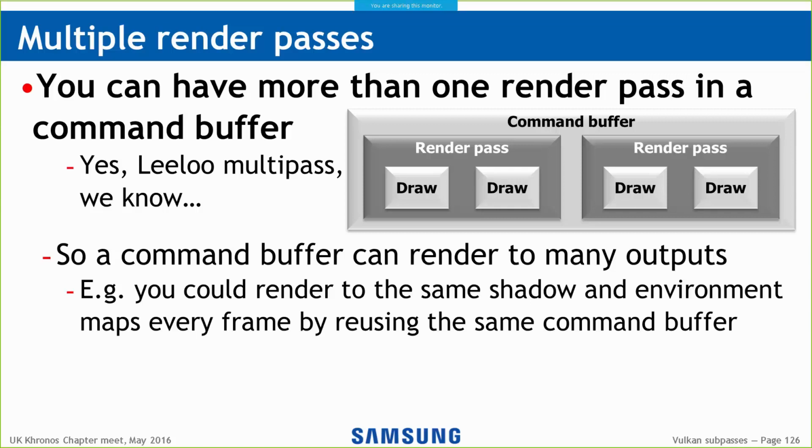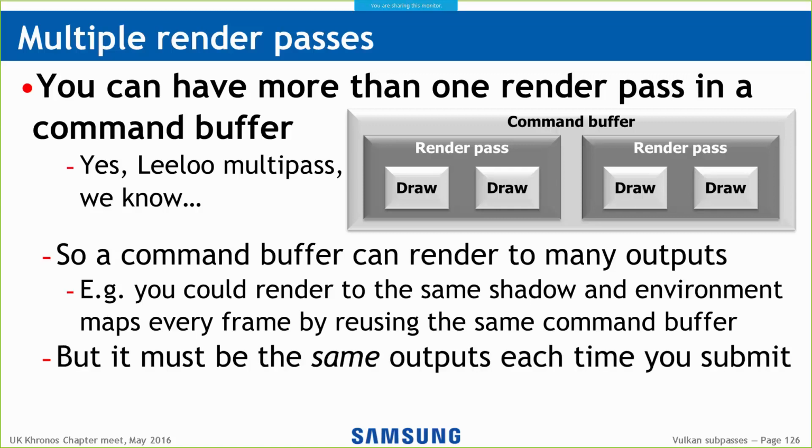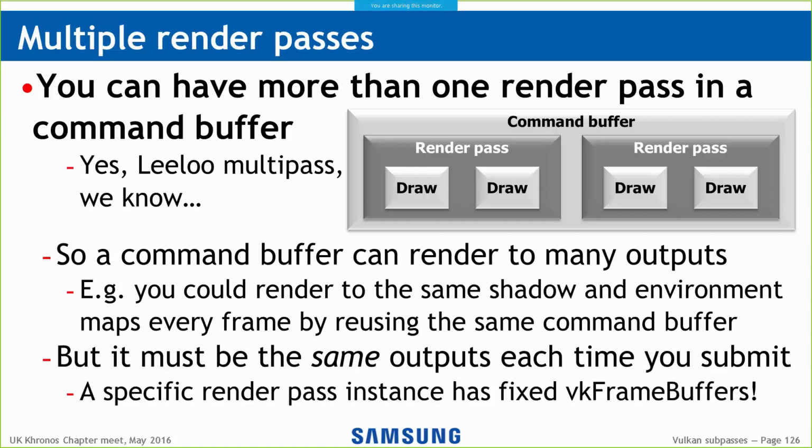The one complication is that it does have to be the same targets. There's no way of mapping from the command buffer to write to a different output each time. So you can't easily do that to something like a frame buffer because you probably want to point to a different frame buffer output each time. And that's because the VkFramebuffer is inside the RenderPass instance.